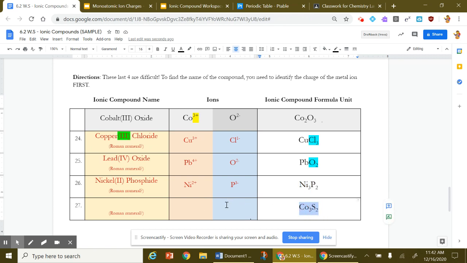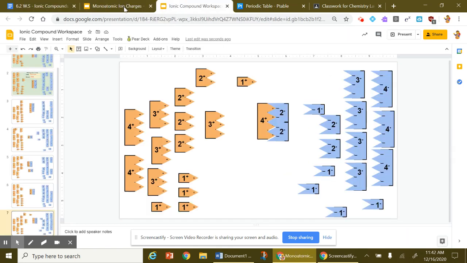Okay, this last one right here. All right, let's just take a look at it. I'll solve this. This is the last one. All right, so Co3S2. I know that Co is cobalt. Okay, I know that S is sulfide. All right, let's see here. What's the charge of a cobalt? Cobalt is element Co.